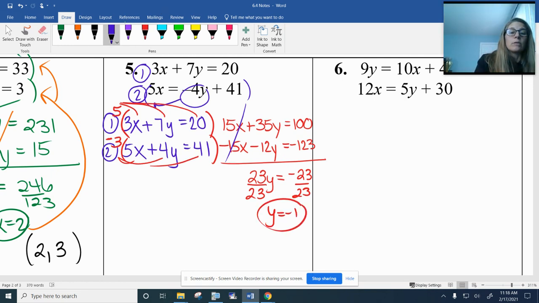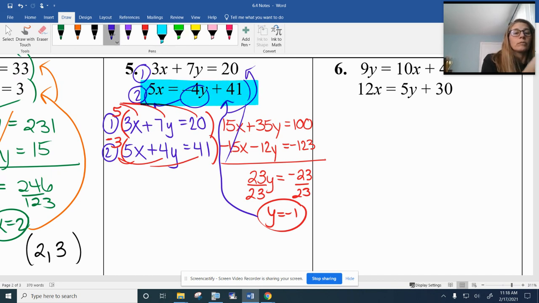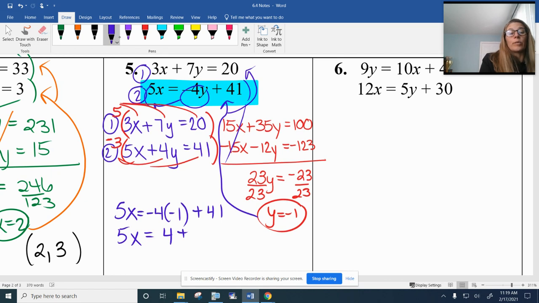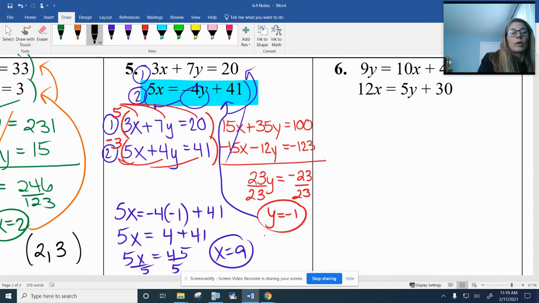And of course, substitute it into whichever equation you want. I'm just going to do this one here. So 5x equals negative 4 times negative 1 for the y plus 41. Now I know a negative times a negative is a positive, so it'll be positive 4 plus 41, which of course equals 45. And then I divide and I get x equals 9. So my ordered pair solution is 9, negative 1.